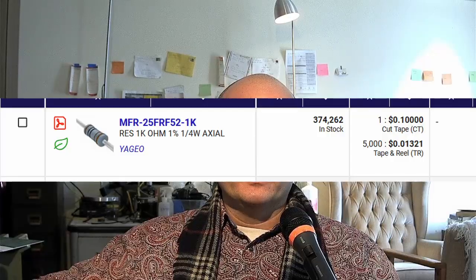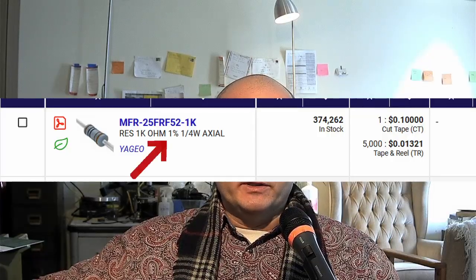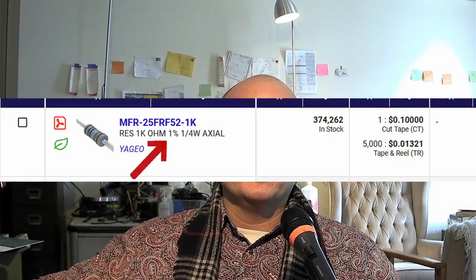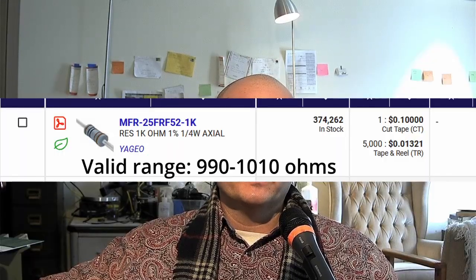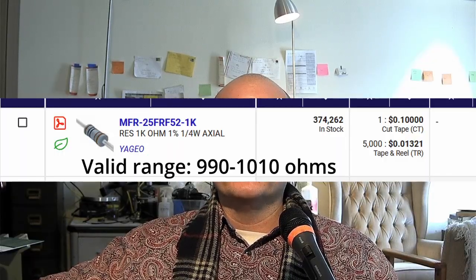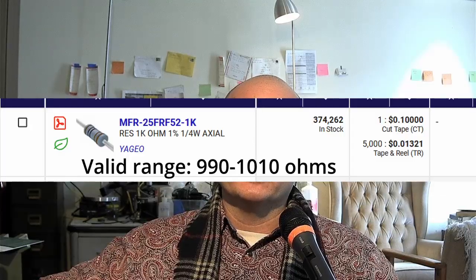So that 1 kilo ohm plus or minus 1%, for example, that means that you can get plus minus 10 ohms. So you could measure 1010 ohms and the resistor is in tolerance. You could also measure 990 ohms and the resistor is in tolerance.